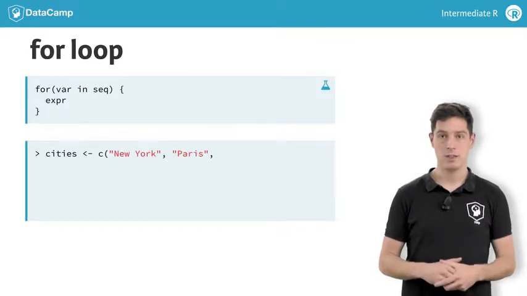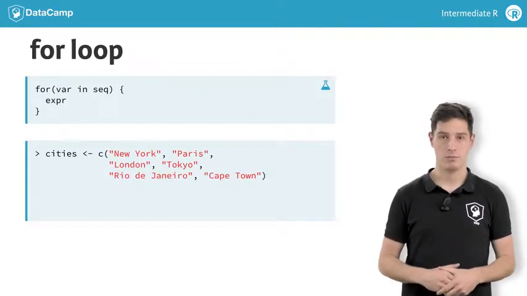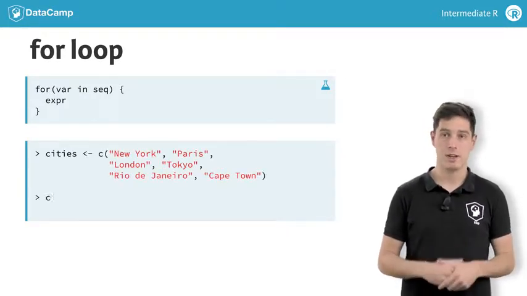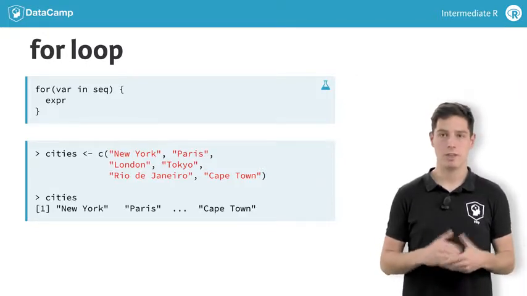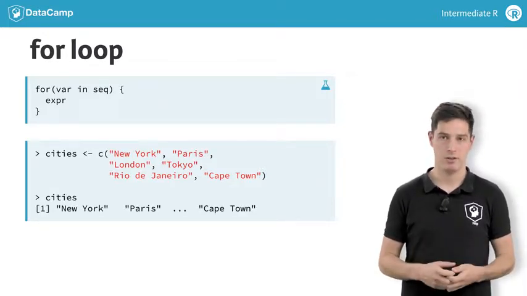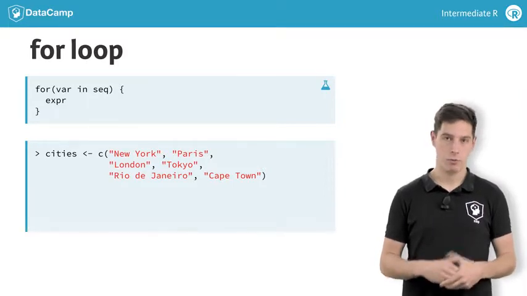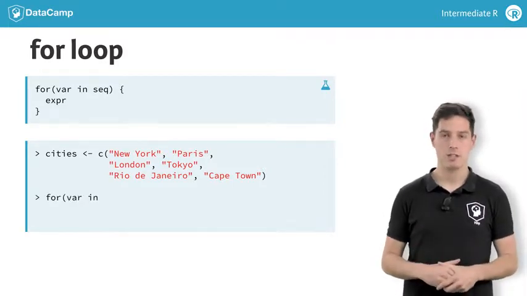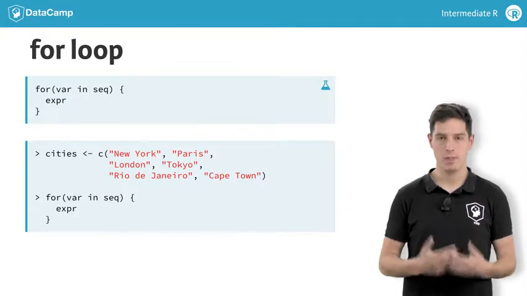Suppose we have a vector cities containing the names of a number of cities. We can simply print a cities vector to the console, but suppose we want to have a different printout for every element in the vector. We can accomplish this using a for loop. Let's start from the recipe and convert it to a functional for loop step by step.